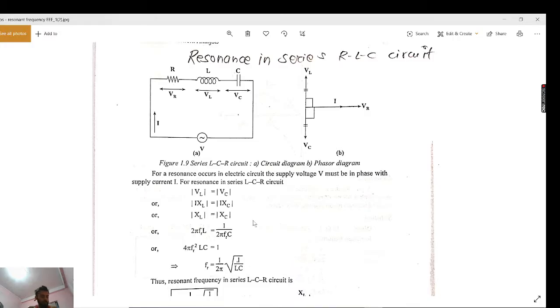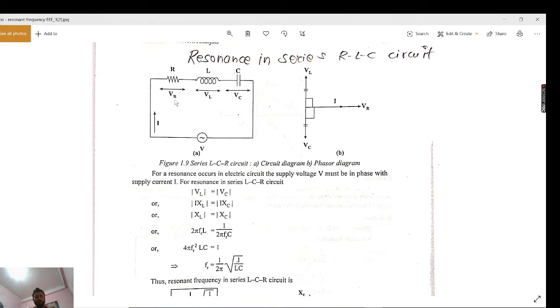So hello guys and welcome to the lectures of Basic Electricals, and today in this lecture we will discuss the resonance in series RLC circuit and the resonance in parallel RLC circuit. And then we will solve some important numericals related to it. So before starting, let's know what is resonance.